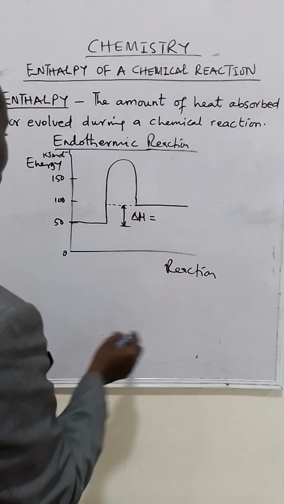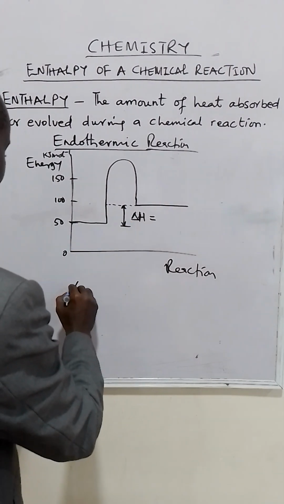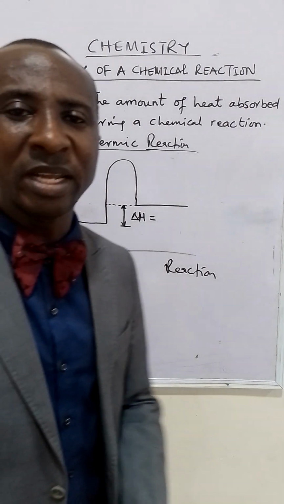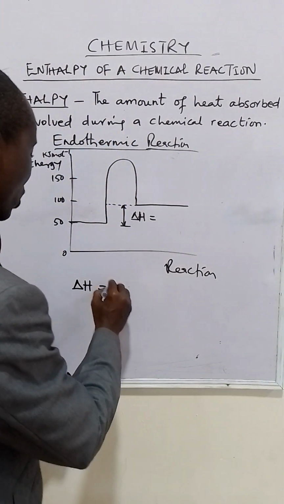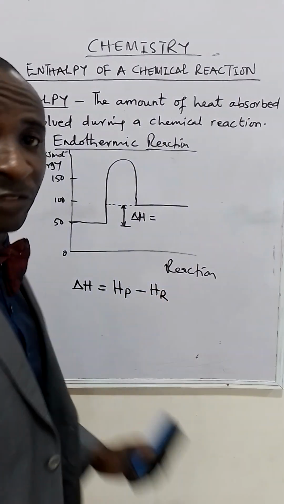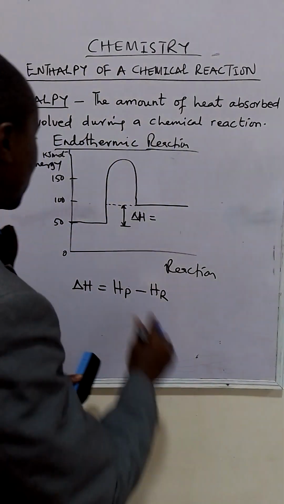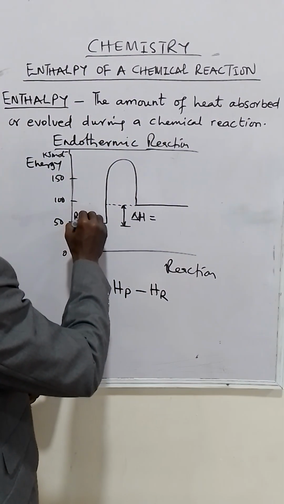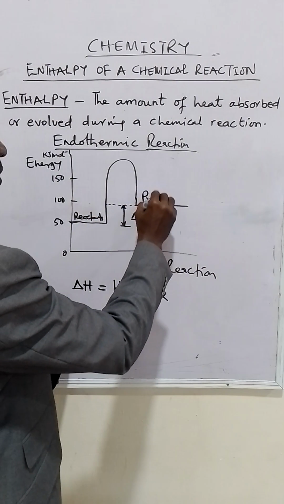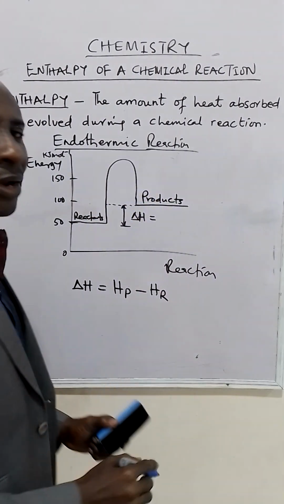Now, how do we do this? To calculate the enthalpy of a chemical reaction, it is simply the difference between the heat content of the product and the heat content of the reactant. Now, what do we see? This is the region for your reactant, and this is the region for your product. So, how do we do this?